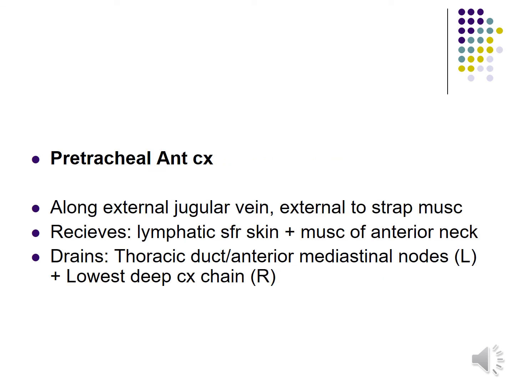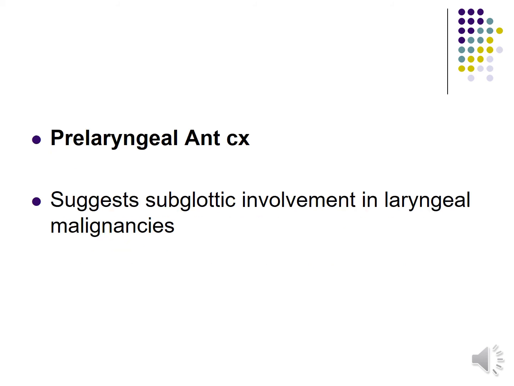Pretracheal, anterior cervical, along the external jugular vein external to the strap muscle, receives the lymphatics of the skin and muscles of the anterior neck, and drains to the thoracic duct and anterior mediastinal group of lymph nodes plus the lowest deep cervical chain. Prelaryngeal, anterior cervical: subglottic involvement in a laryngeal malignancy.